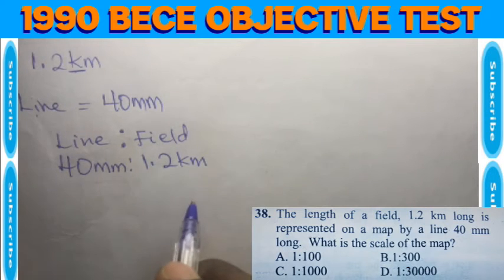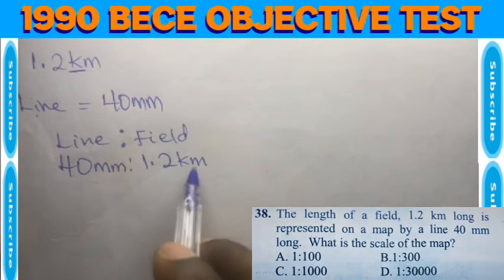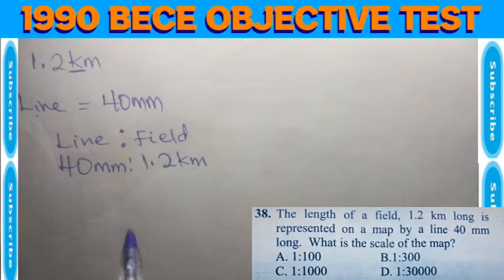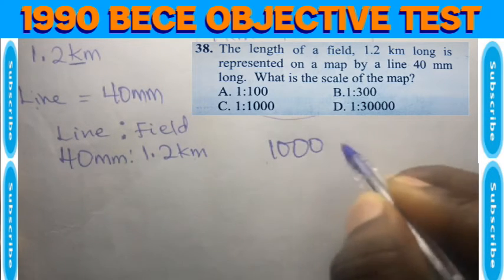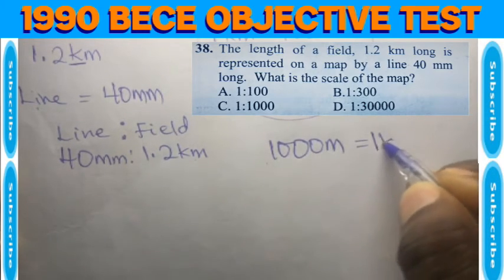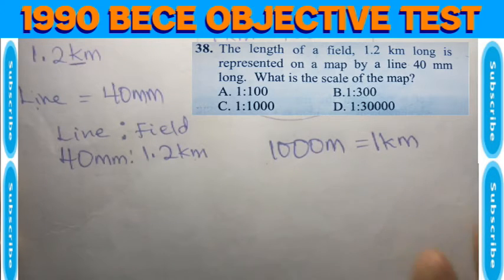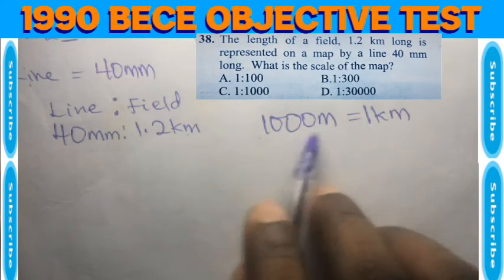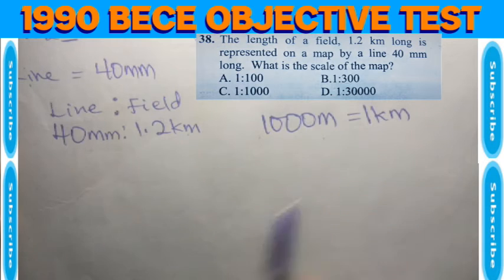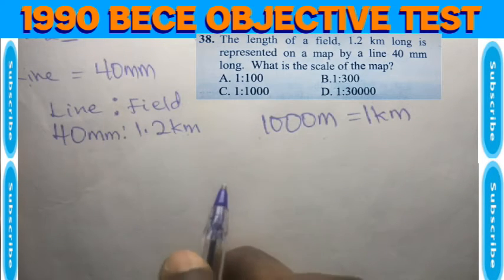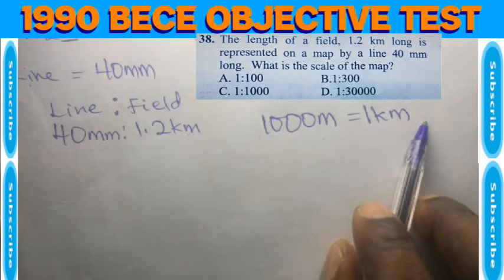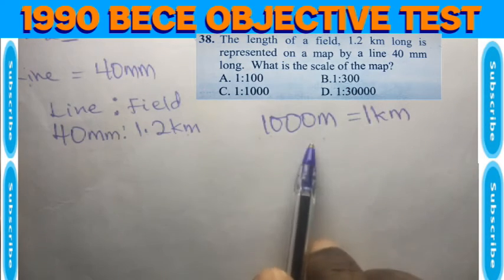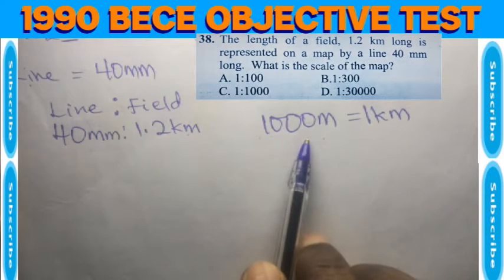So let's take a look at the conversion. If you have a kilometer, it will be equal to how many millimeters? If you have 1,000 meters, it gives you 1 kilometer. It means that moving from meters to kilometers, you divide to obtain the answer. So if you are converting from kilometers to meters, you multiply by 1,000.